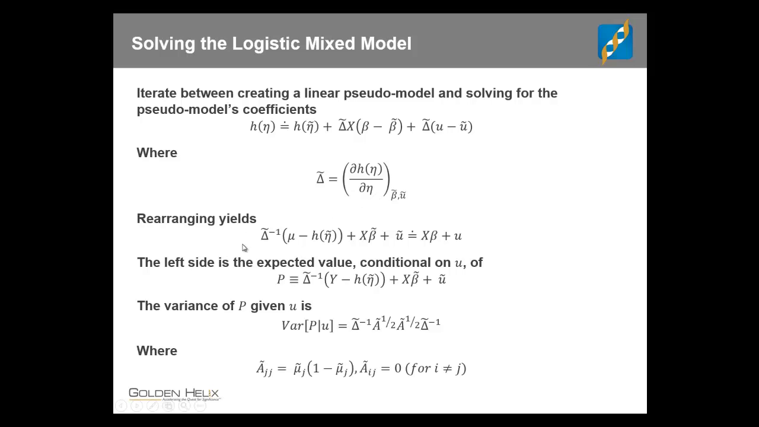And a little bit of rearranging leads to this long formula, where the left side of this is the expected value conditional on u of p. And the variance of p given u can be expressed in this form. And the off-diagonal elements of the A matrix are computed using the tentative values of mu, and the off-diagonal elements are still 0.